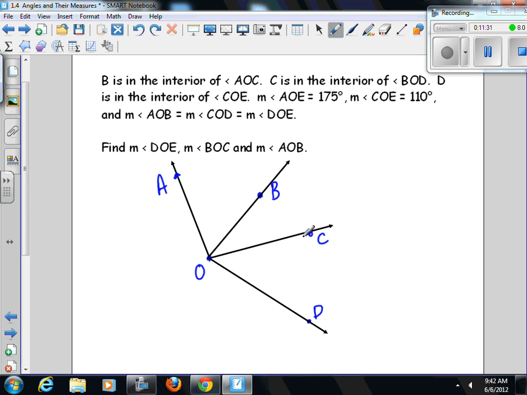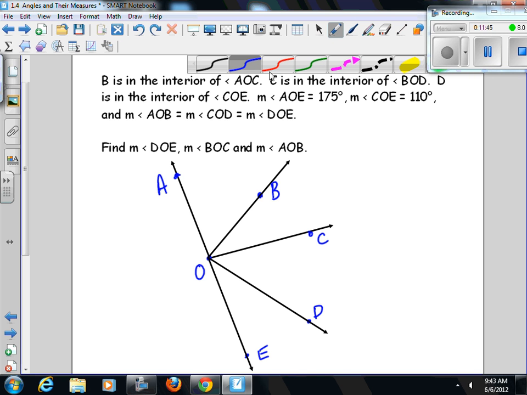Now it says that D is in the interior of COE. So let's draw CO and then E will have to come somewhere out here. So I'm going to make E. And I'm going to have to draw another ray from O through E. Again, keep in mind this is not drawn to scale. If it turns out that way, it's a complete surprise. So now let's see what the information is that we're given.